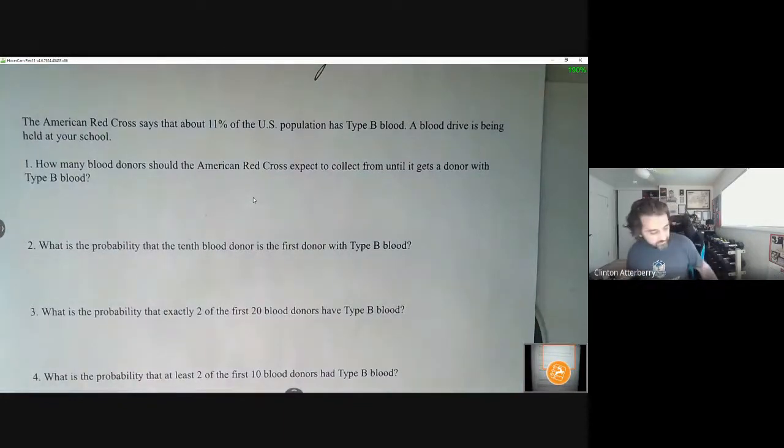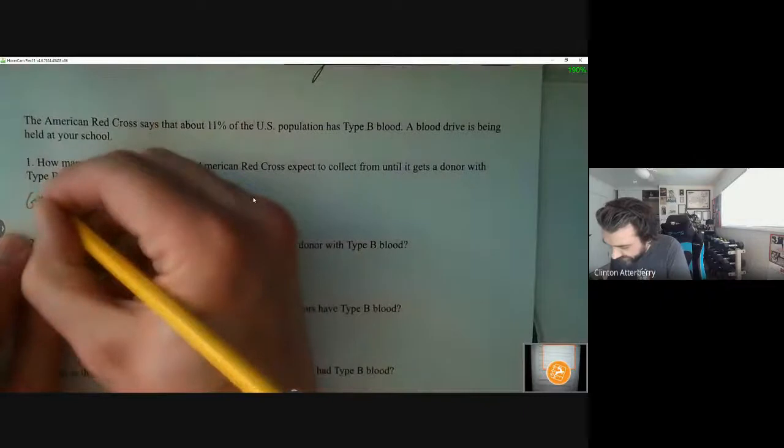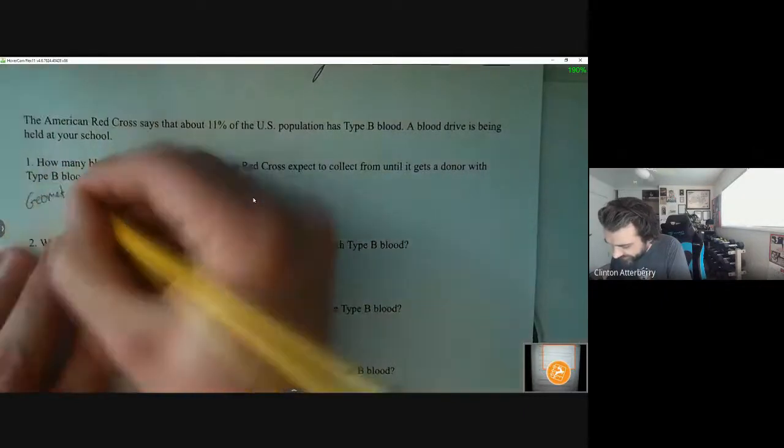All right, so first question says, how many blood donors should the American Red Cross expect to collect from until it gets a donor with type B blood? So this is the geometric model. I'm gonna make a little note here. This is from the geometric model, which was like the first thing we did.